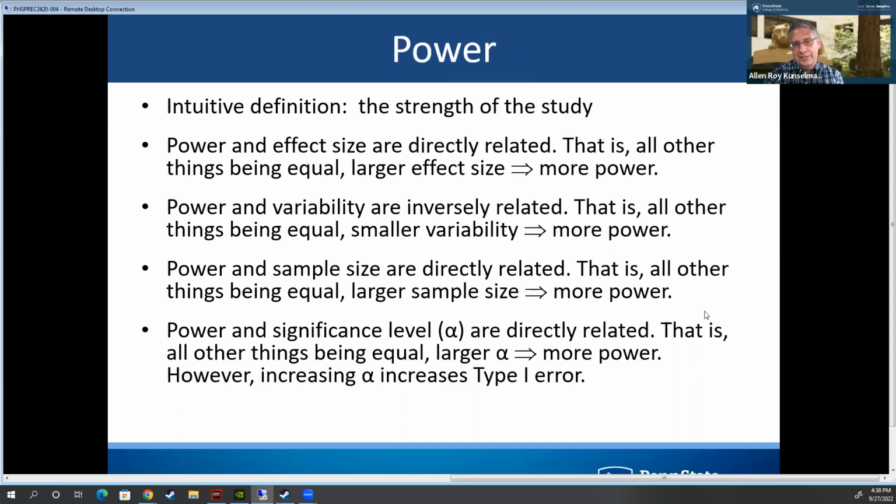So what is actually power in your study? Well, the intuitive definition is just the strength of your study, and power and effect size are directly related. That is, all other things being equal in the formulas, the larger the effect size, the more power you have. And power and variability are inversely related. The smaller the variability, the more power you're going to have. Now, power and sample size are directly related. The bigger your sample size, the more power your study will have. And power and significance levels are directly related. So the bigger your type 1 error you're willing to accept, the more power you have. But you don't want to make your type 1 error large, because that's not a good thing to have for your study.